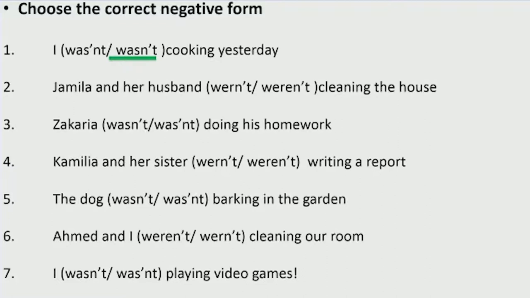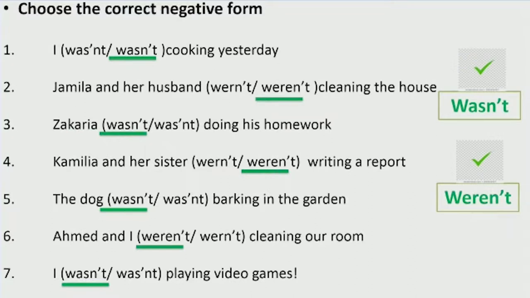Good. So now let's correct. Number two. Yes. Number three. Yes. Number four. Good. Number five. Nice. Number six. Good. And number seven. Excellent. So here are the negative forms of verb to be in the past. Good. So it's just about spelling now.